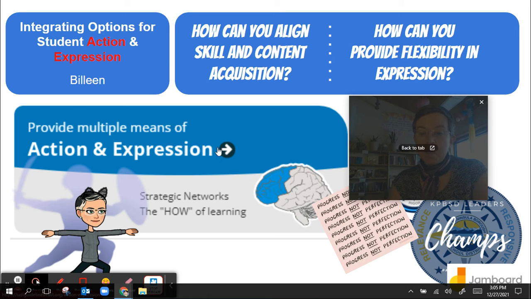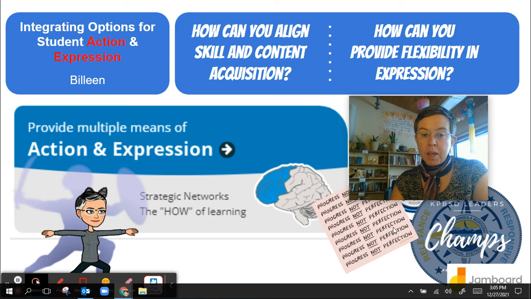So the UDL network is Universal Design for Learning, and I have a link here if you look at the slides, which should be on the website. You can go to this website and find 1,000,001 tools, and under action and expression there's a ton of different tools that you can use, and I've outlined a few of them here.